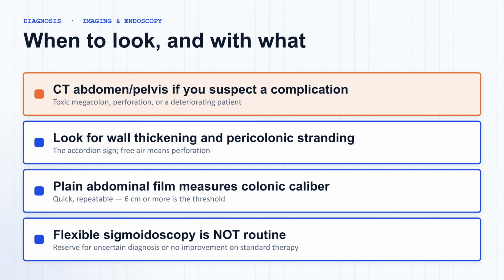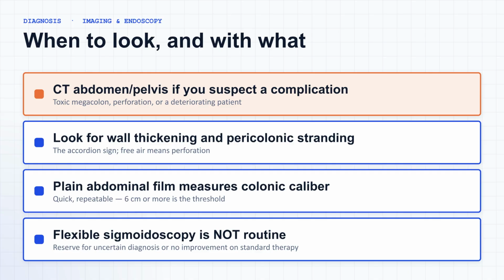When do you image? Obtain a computed tomography scan of the abdomen and pelvis if you suspect a complication, toxic megacolon, perforation, or a patient who is deteriorating. You are looking for colonic wall thickening, pericolonic stranding, or free air. A plain abdominal film is quick and useful when you simply need to measure colonic caliber.